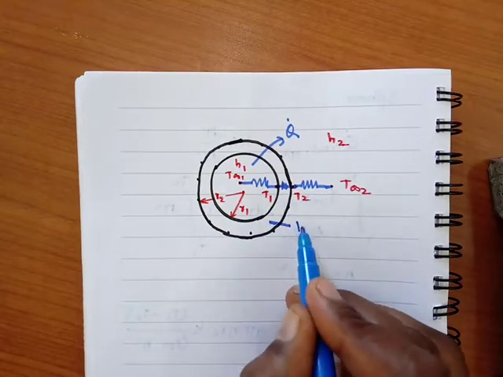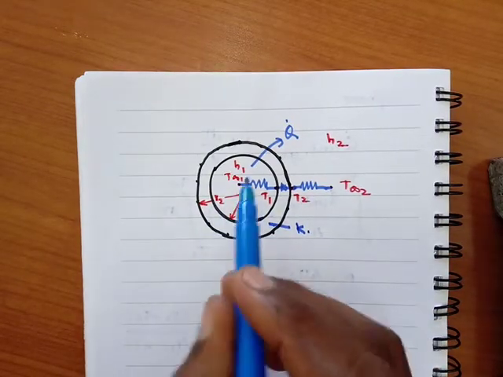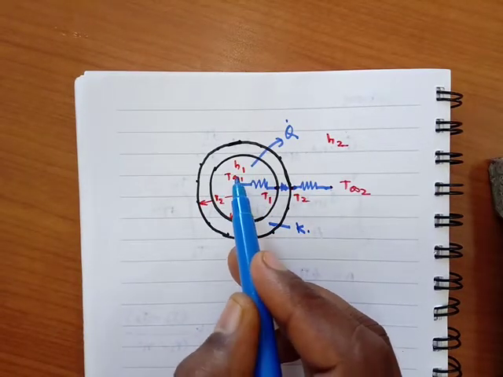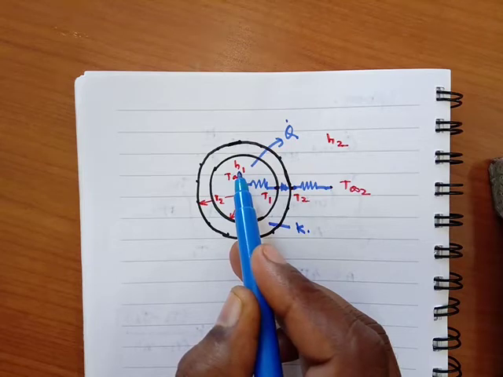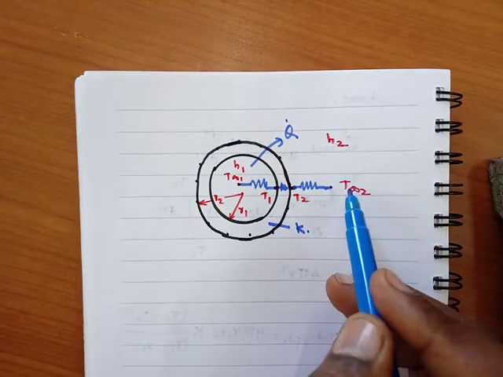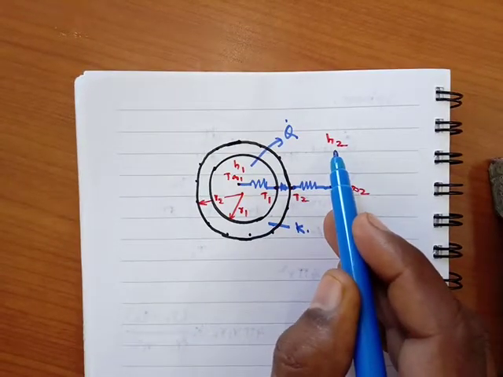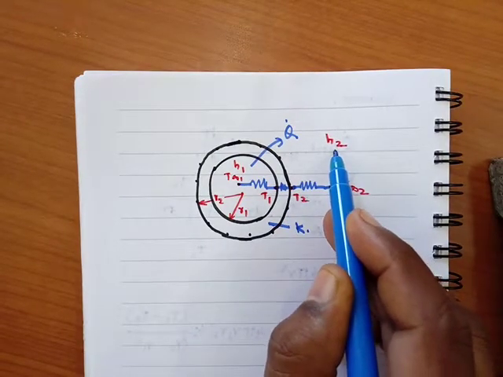Thermal conductivity of this material, if we consider as K, if one of the fluid is flowing through the inside of the cylinder, we have the heat transfer coefficient as H1 inside, and the surrounding fluid flowing over the cylinder, that means heat transfer coefficient outside of the cylinder as H2.